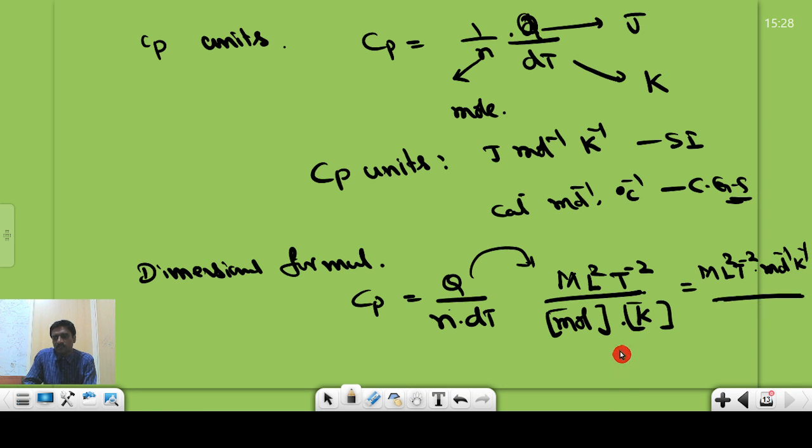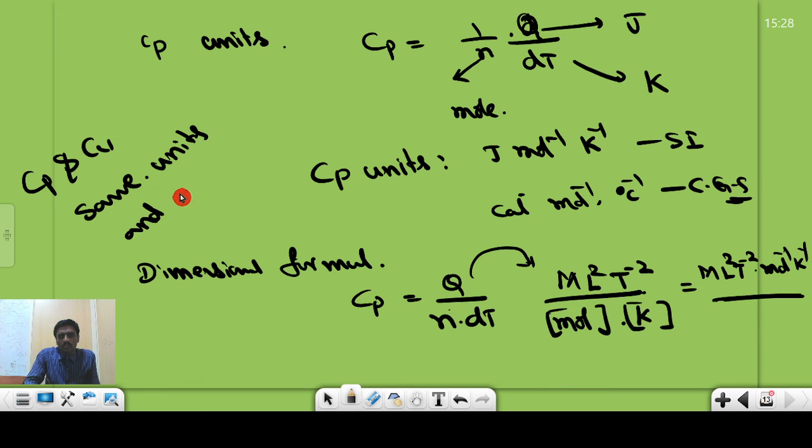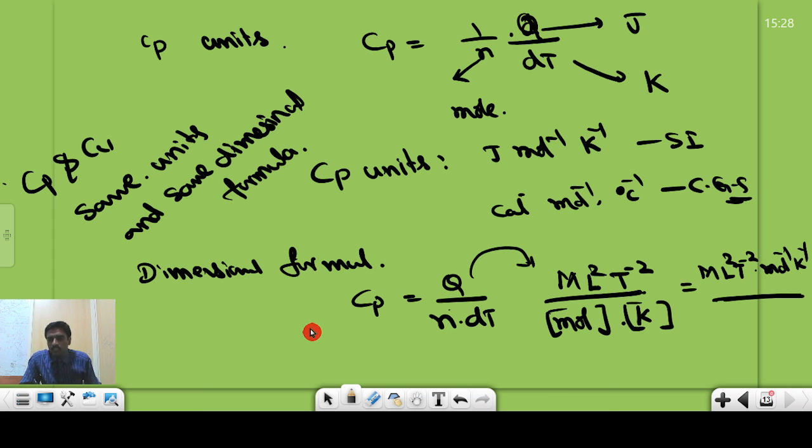This is the dimensional formula for Cp, and Cv has the same dimensional formula and the same units, because we are performing the same process at constant volume. That means Cp and Cv both have the same units and the same dimensional formula. That is important. So I hope you understand this lecture. Thank you.